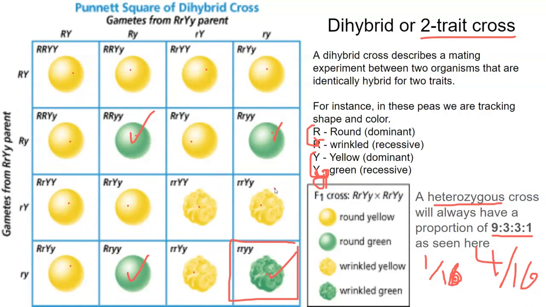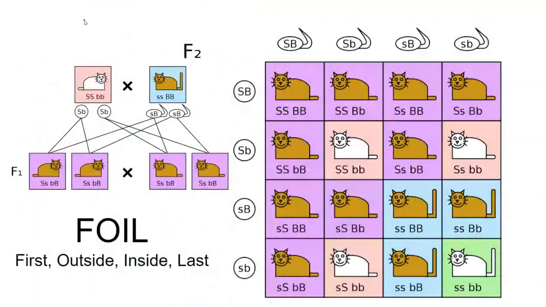So we're still going to work with it the same way that we worked with the regular Punnett square, where we're pulling down the traits this way and pulling across the traits this way. But we're going to be working with 16 squares. Now, how do I determine what goes up here? Well, we're going to use the FOIL method. In math, you may have heard of FOIL, which is first, outside, inside, last.